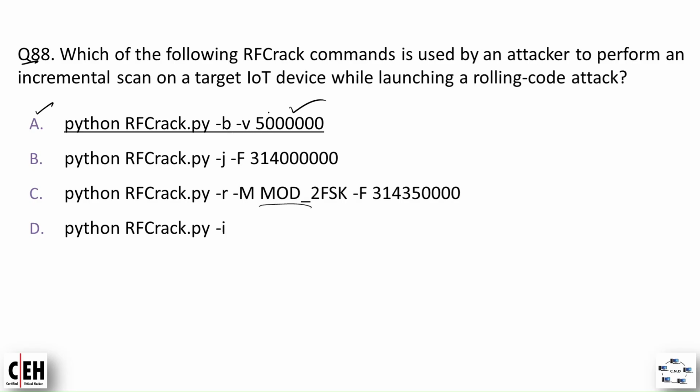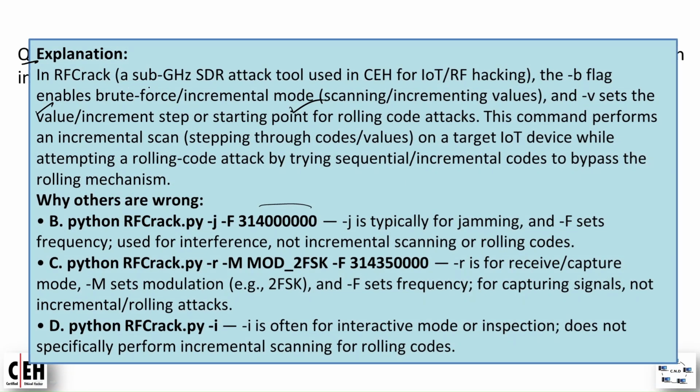And the correct option is option A, python rfcrack.py -b -v and 5000000. And the explanation is: RFCrack is a sub-gigahertz SDR attack tool used in CEH for IoT radio frequency hacking. The -b flag enables brute force incremental mode scanning, incrementing values, and -v sets the value increment step or starting point for rolling code attacks. This command performs an incremental scan stepping through code values on a target Internet of Things device while attempting a rolling code attack by trying sequential and incremental codes to bypass the rolling mechanism.